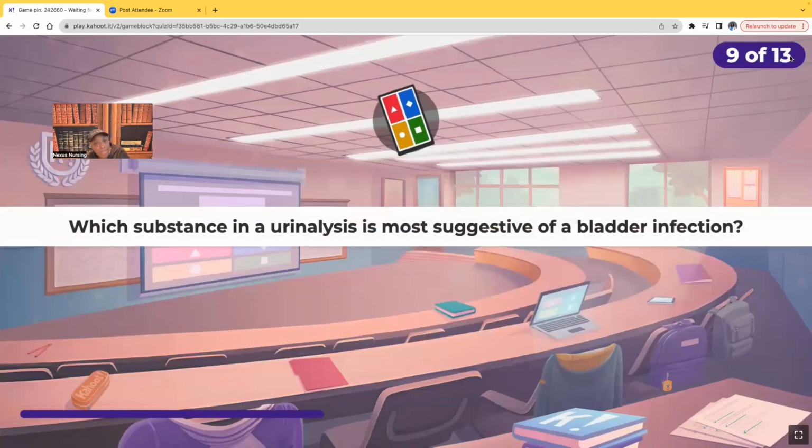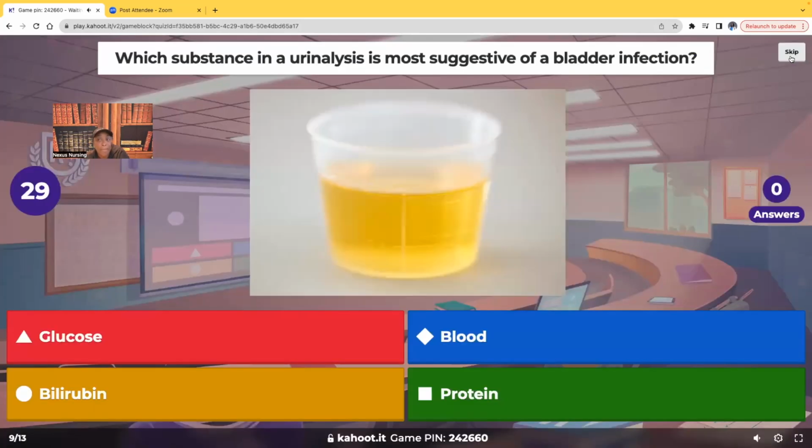All right, which substance in a urinalysis or UA is most suggestive of bladder infection? Would it be glucose? Would it be blood? Would it be bilirubin, or would it be protein? What do you guys think?